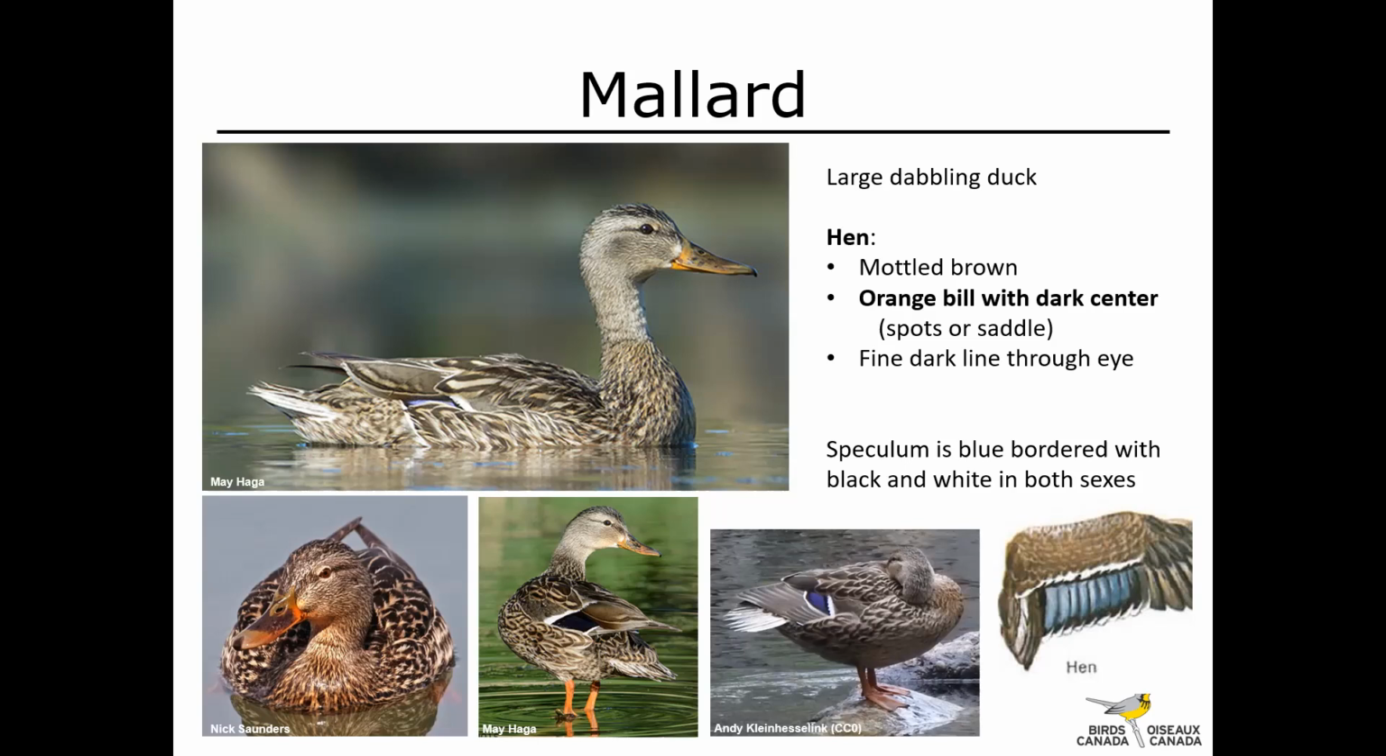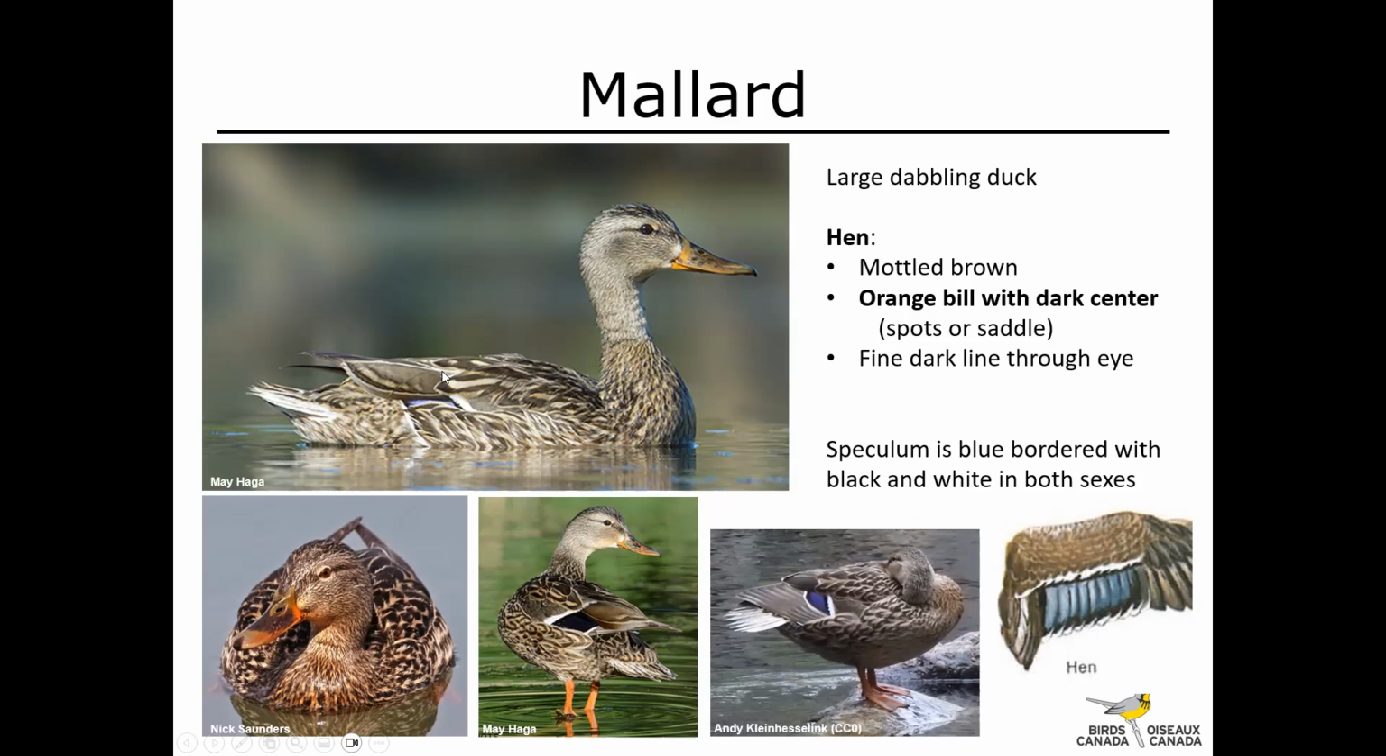They've got an orange bill with a dark center, and that dark center can either be speckles or it can be quite a dark full saddle. Like the bottom left here, this hen's got a really nice dark saddle, whereas a few of these other ones, it's more just a dark speckling. So orange bill with a kind of black overlay in the center of it. And they do have a nice fine little line that goes through the eye.